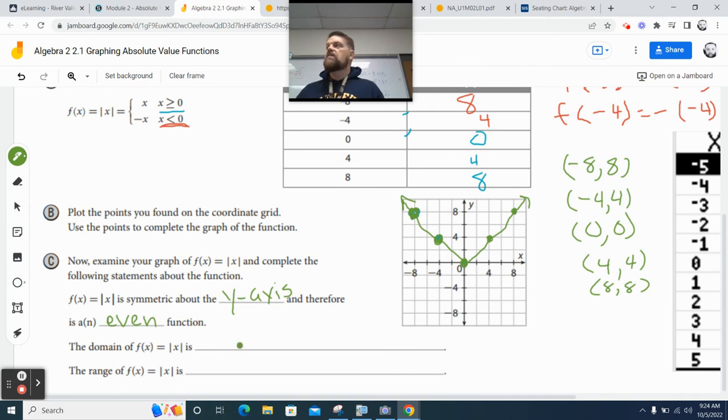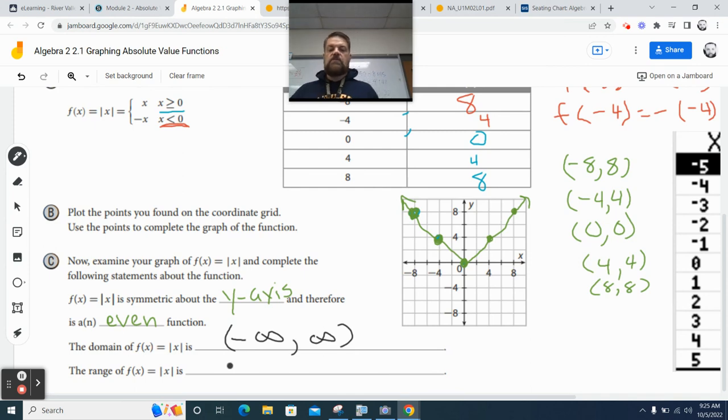What's the domain of this bad boy? What do you guys think it is? So the domain is the x values. How far do you think this goes? So that's going to go to infinity, right? So the lower boundary is negative infinity. How far does it go to the right? Positive infinity.